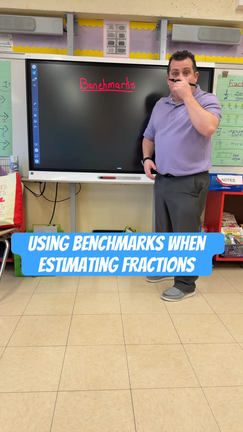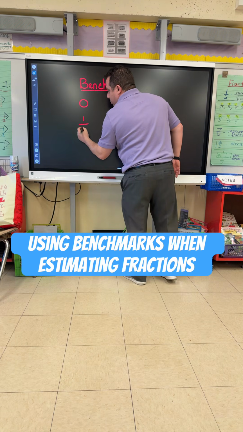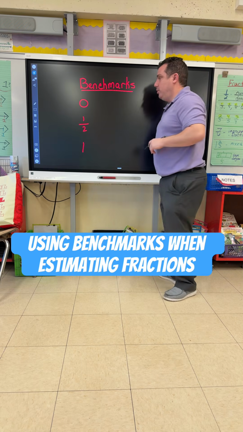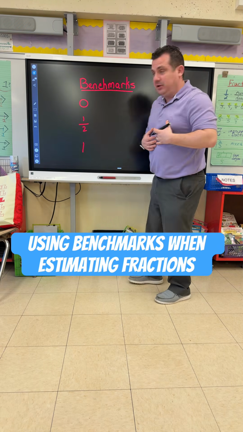Benchmarks. When working with fractions, we have three key benchmarks. We have 0, we have 1/2, we have 1 whole. Okay?